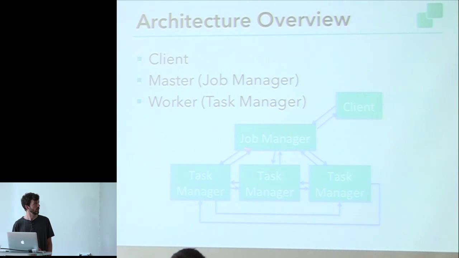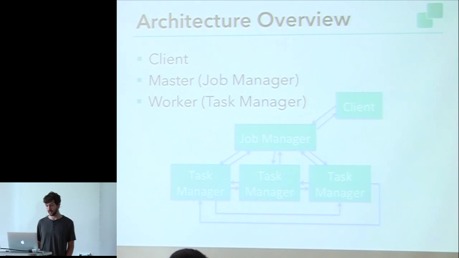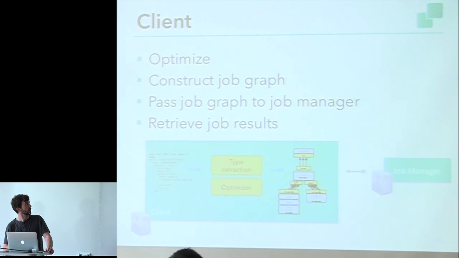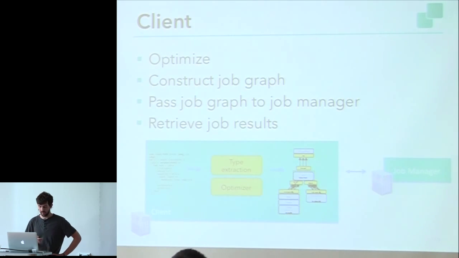And the job manager talks with the client and receives the data flow graph that we want to execute, and talks with the task manager, which are basically the workers, and lets them execute the Flink program. So if we look at it a little bit more in detail, the client is responsible for optimization and for deriving what we call the job graph, which is the data flow. It's extracted from your program, and passes this to the job manager and retrieves the result.